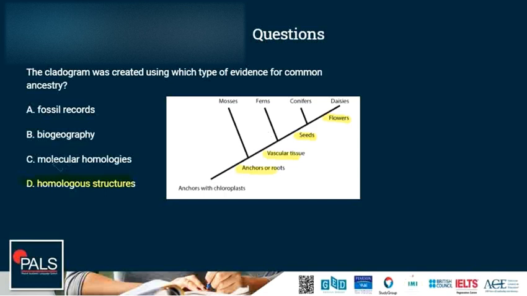We could very well base a cladogram on molecular homologies as well. We could as well base it on fossil record and biogeography, but in this case, these are homologous structures. Again, all these as evidence for evolution and common ancestry are discussed in another lesson.